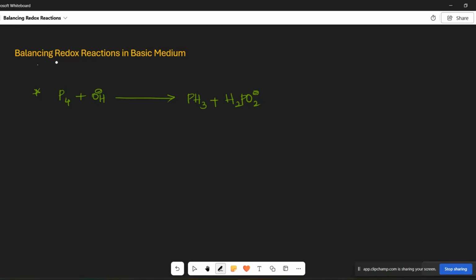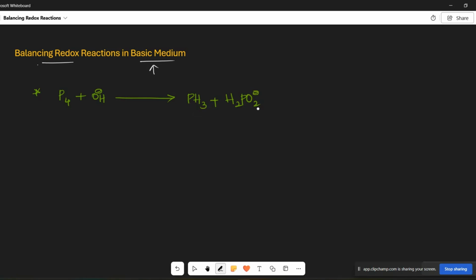Hello everyone, in this video we'll learn how to balance redox reactions in basic medium. In acidic medium it's really simple to solve any redox reaction, but when it comes to basic medium it's a little bit confusing. I have seen so many videos on YouTube, but I didn't get a proper method to solve it in purely basic medium without adding H plus ions.